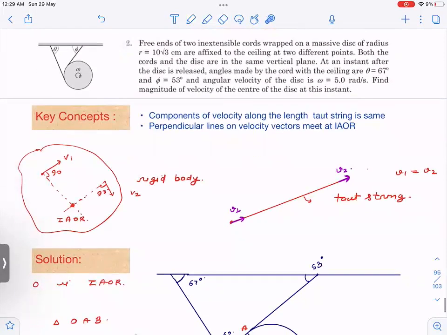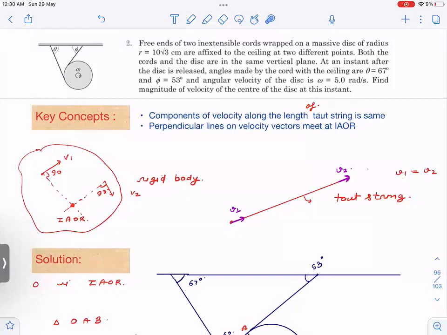Again, this is a conceptual question, and there are two key concepts here. First, we'll understand those concepts. One is that the component of velocity along the length of a taut string, I have missed writing that here, let me write that, along the length of a taut string. A taut string is actually like a rod. If it is like a rod, the distance between these two points is fixed. So whatever velocity this point has along the string, V1, if this point has velocity V2 along the string, then V1 equals V2, right? So it's like a rigid rod.